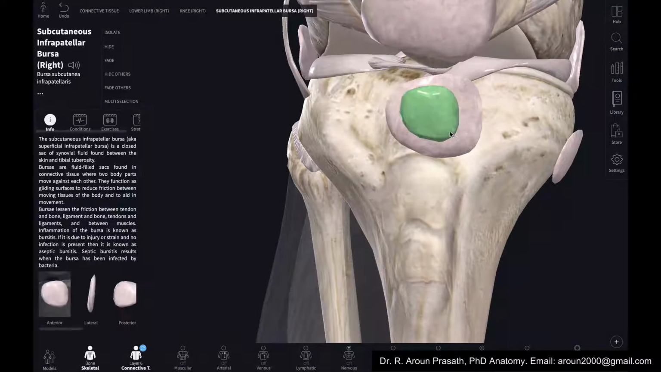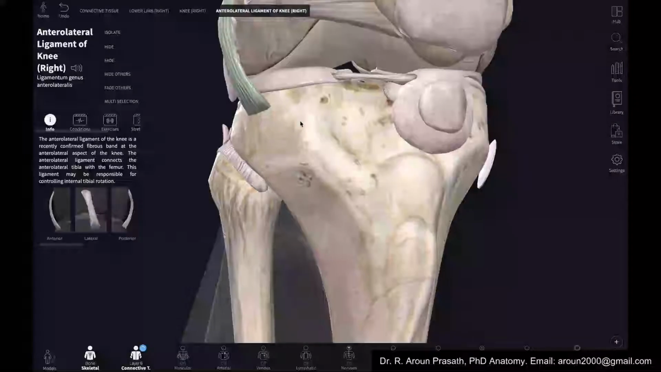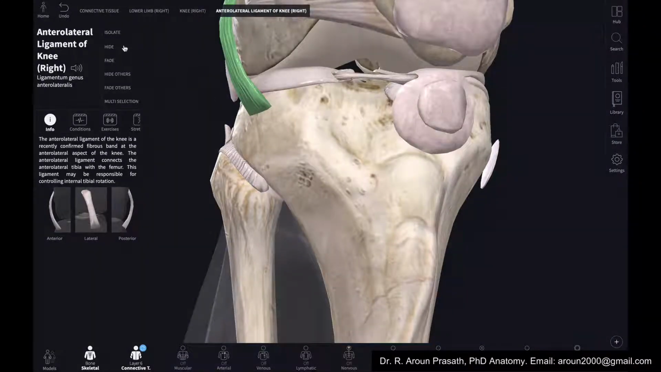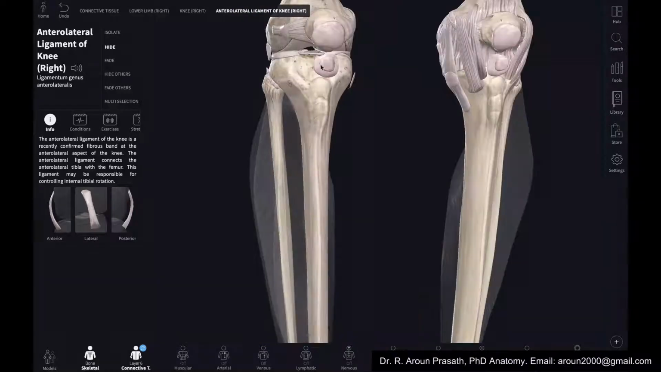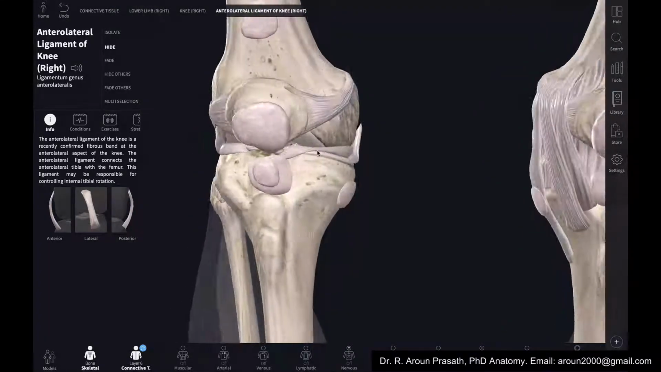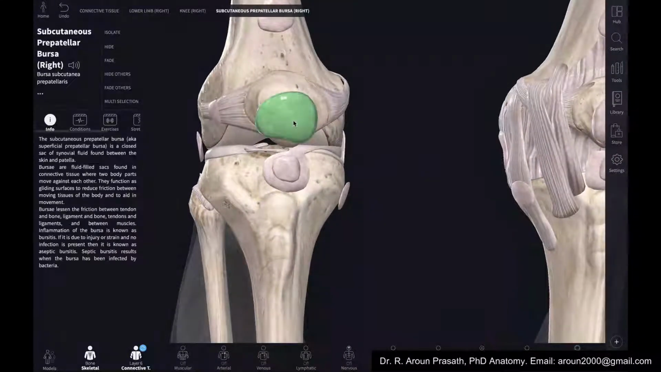Apart from this, there are around 12 bursas. So 5 important ligaments: medial collateral, lateral collateral, anterior cruciate, posterior cruciate, and the ligamentum patellae. Apart from this, the posterior popliteal ligament, then the lateral arcuate ligament. All these are the anterior lateral ligament of the knee. These are all connective tissue fibers that give stability for the knee joint. Apart from this, there are around 12 bursas.